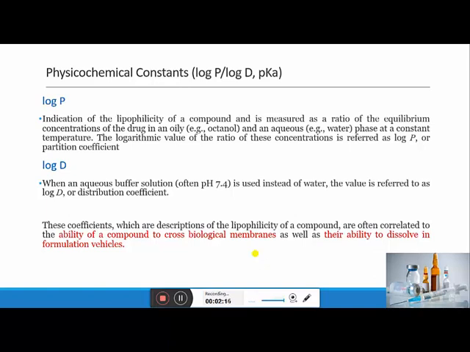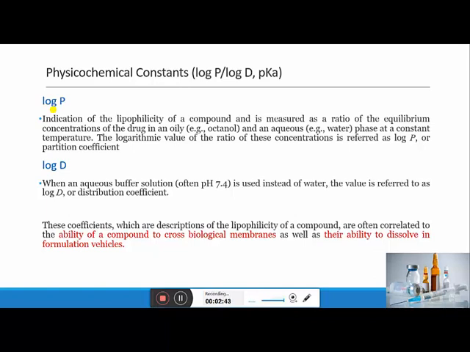Two important physicochemical constants are partition coefficient and ionization constant. So start with log P. Log P is referred to as the partition coefficient. What is the meaning of partition coefficient? Partition coefficient is an indication of lipophilicity, and it is the ratio of equilibrium concentration of drug in oil phase and in aqueous phase.